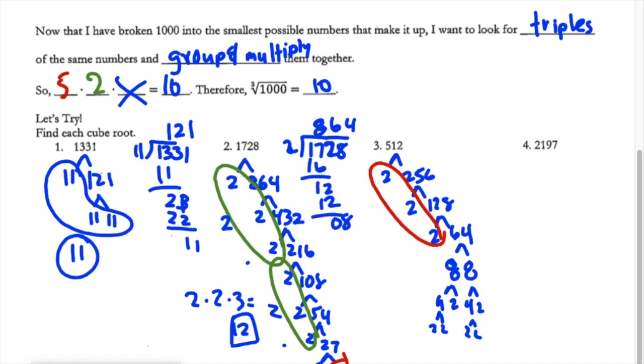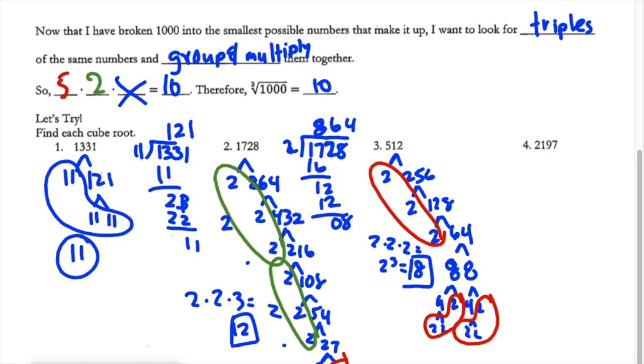Okay, so again, I look at my triples. I have a triple there, I have a triple here and a triple here. Okay, so 2 times 2 times 2, or 2 cubed, as we've been talking about, is 8. Okay, so my cube root of 512 is 8.